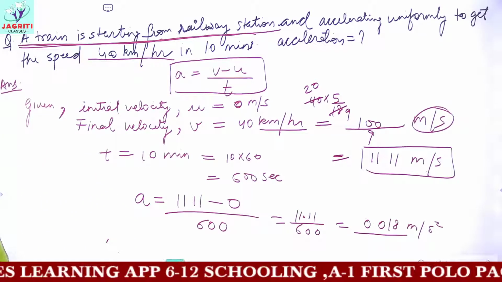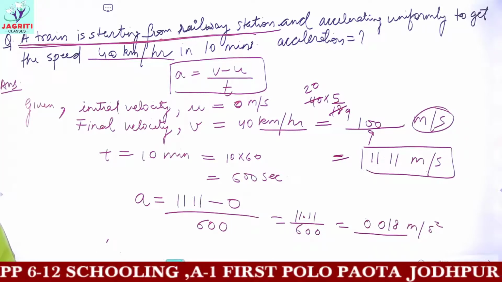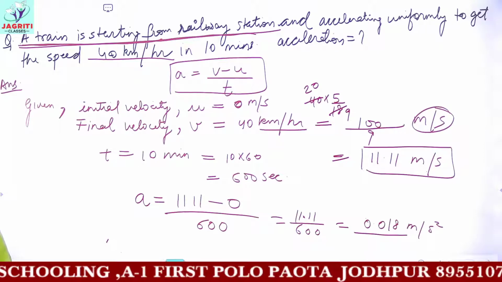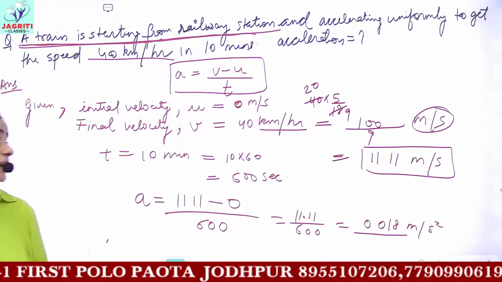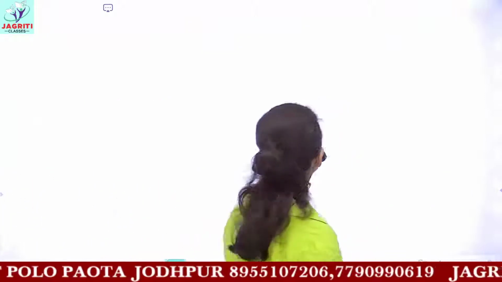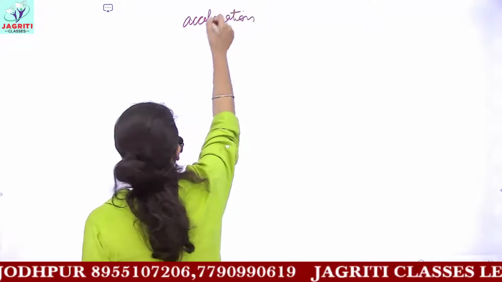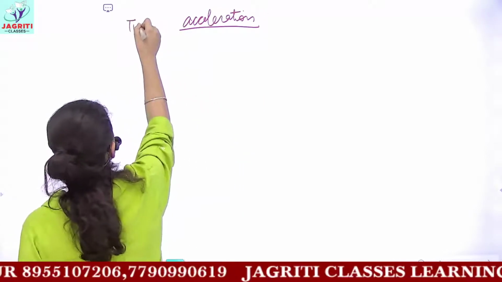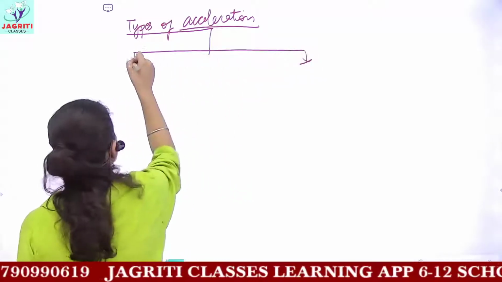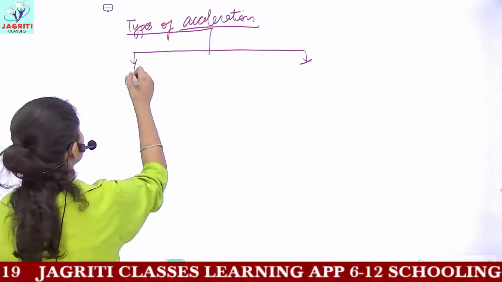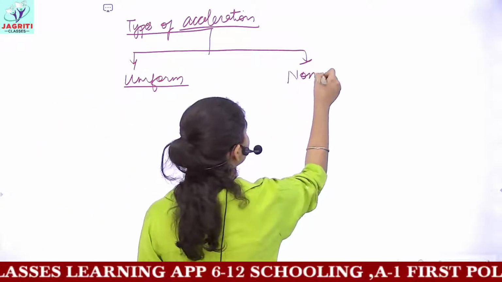Now if you see the next question, there is no question now which is given, so we'll be starting, and it is asked, the first question given on page number 103 is, when will you say a body is in uniform acceleration and non-uniform acceleration? So let's discuss this topic too, types of acceleration. You can categorize acceleration into two categories. The first one is uniform acceleration, and the next would be non-uniform acceleration.